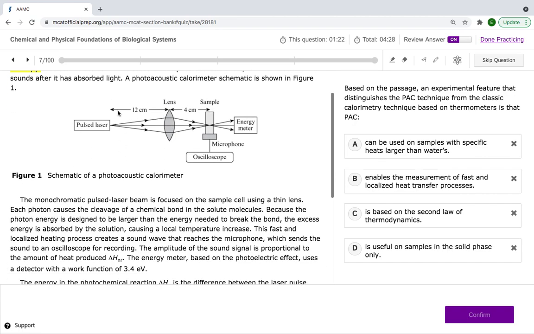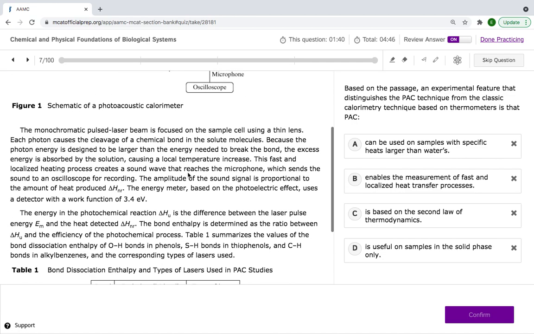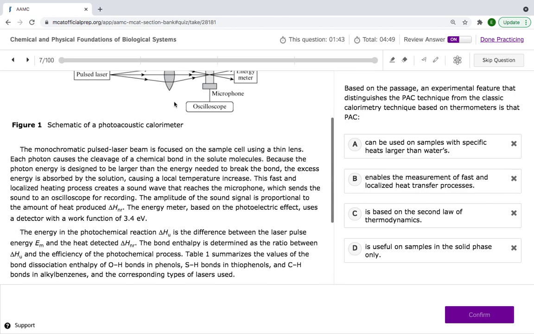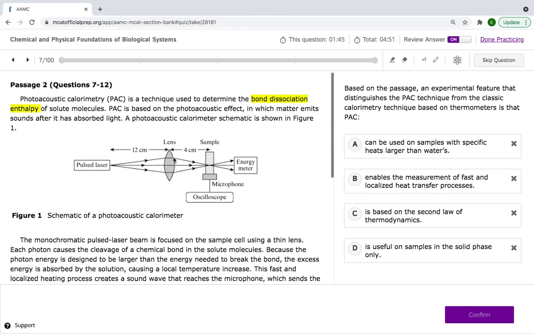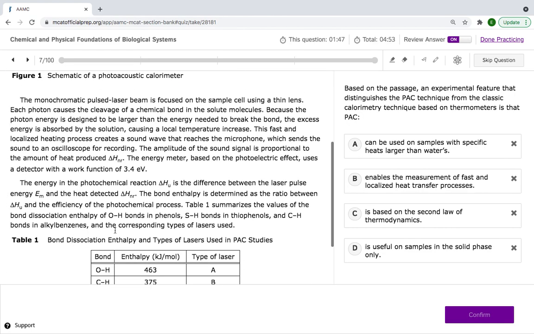So what I would do is I would say, okay, pulse laser here. We have 12 centimeters here. We have a lens. You gotta know your lenses. You have a laser, and the lens brings these laser rays together, so it hits a sample, and there's an energy meter, a microphone, an oscilloscope. I got a good picture in my head here. So now we're just gonna keep reading. Again, you don't have to have a perfect picture or a perfect understanding of it, but just keep reading.